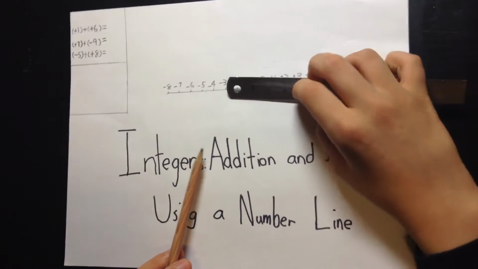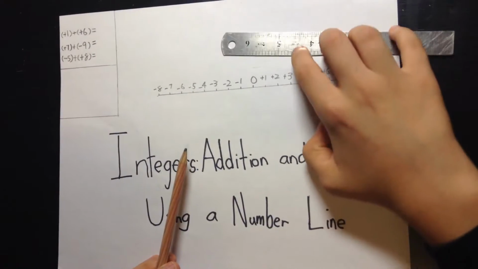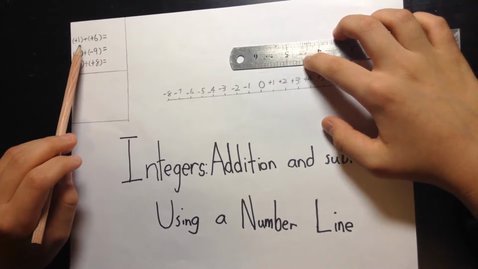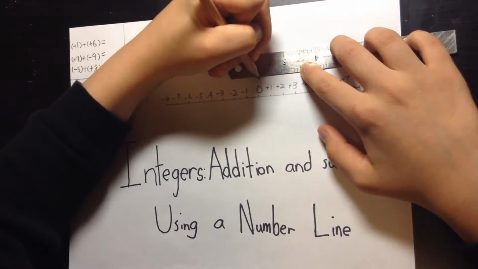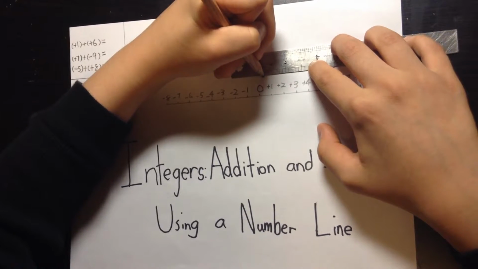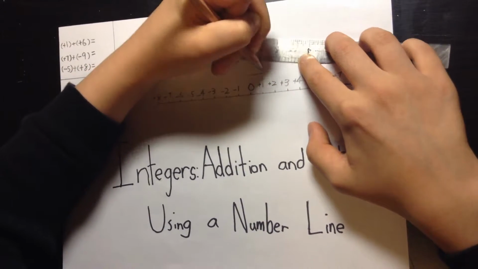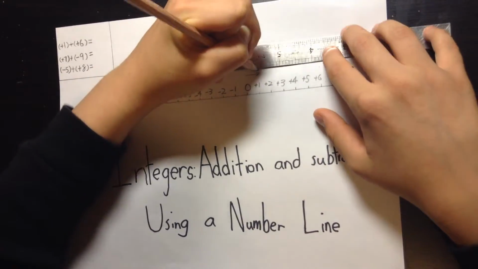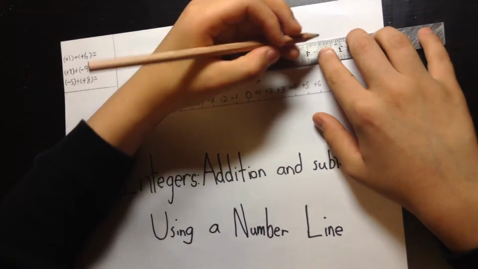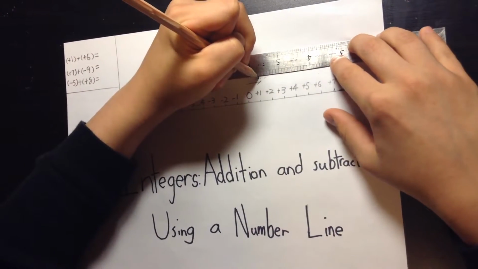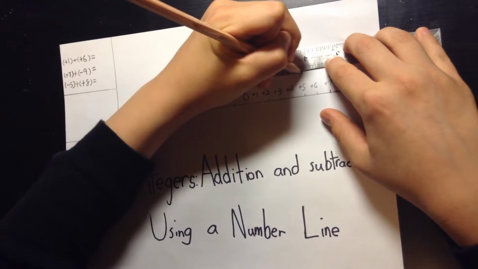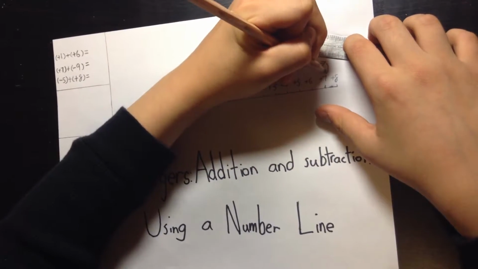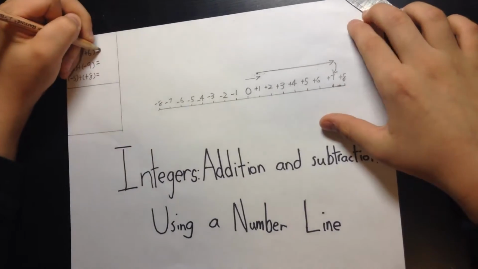So I'm going to do the first question. Since the first number is positive 1, you draw a straight line to the positive 1, and then you stop, draw an arrow, and you start a new line by drawing a dot. And the second number is positive 6, so what you do is you go 1, 2, 3, 4, 5, 6, and this is your answer, positive 7.